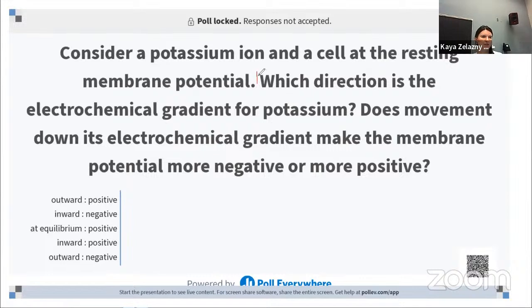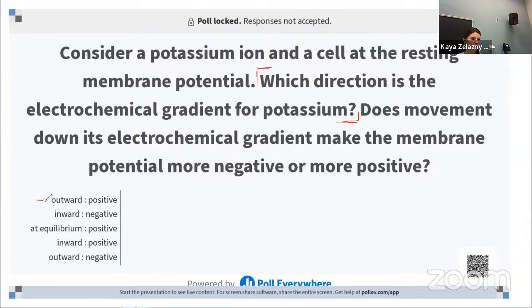So let's start with this first part of the question. Does anyone want to tell me which direction the electrochemical gradient is? So thinking about outward or inward for our potassium ion. Okay, yeah, perfect. So outward.